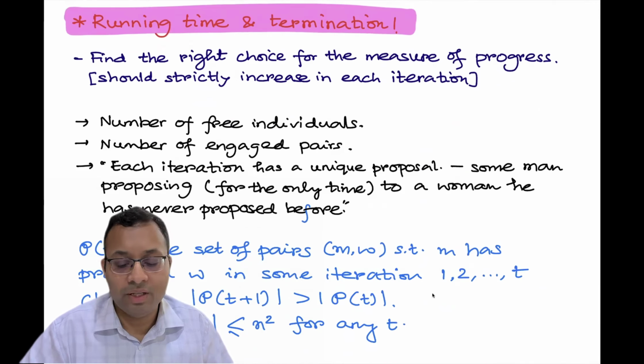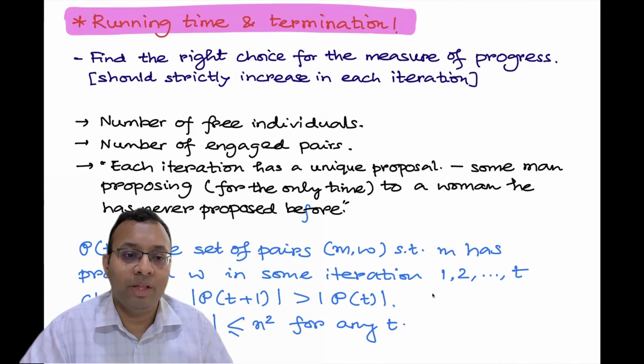No. For example, let's say M, W are matched and then a proposal from M prime comes for W, and W prefers M prime over her current partner M. Then M gets free and M prime gets engaged. So the number of free individuals remains the same. One person becomes engaged, but another person becomes free. Similarly, the number of engaged pairs also stays the same.